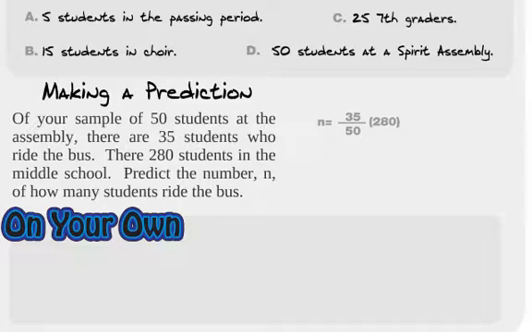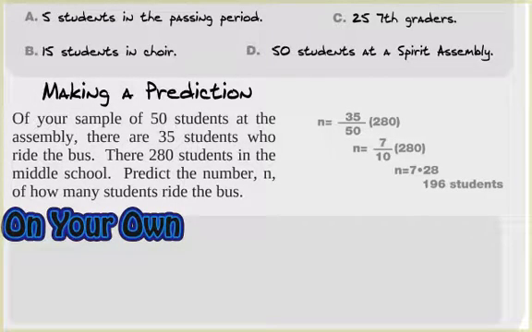So what we do is we set up a proportion, 35 over 50, and then we're going to multiply that by 280. Now, notice we reduce 35 over 50 to make it easier on ourselves: 7 over 10. So you've got 10, so 280 divided by 10 is 28, and then 7 times 28 is 196. If you'd like to write a proportion, simply put, you would just do 35 over 50 equals x over 280. Cross multiply, divide by 50, and you'll get 196. About 196 students ride the bus at your school.